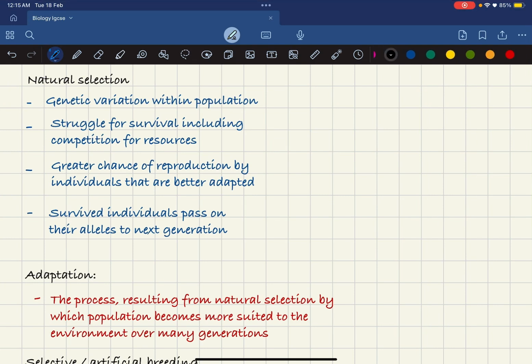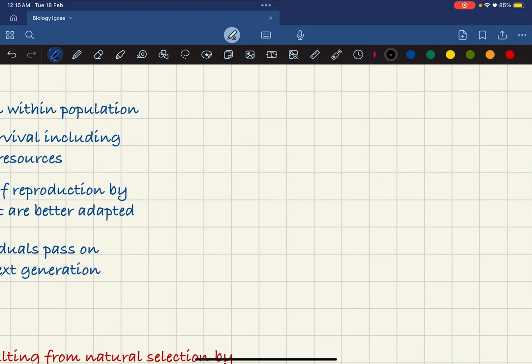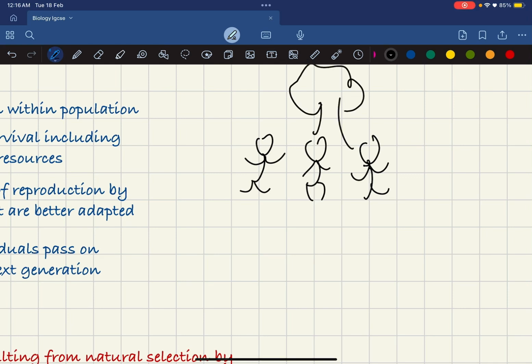Okay, so how do I put this? For example, let's say in a forest there's a lot of monkeys, but there's very little food. Let's say this is an apple tree and you only have 2 apples, but there are 3 monkeys. What's going to happen now is that they're going to fight. They're going to go through a competition, and obviously the stronger ones are going to survive. So let's say this is a weak one. These 2 strong ones survive because they're more adapted to their environment.